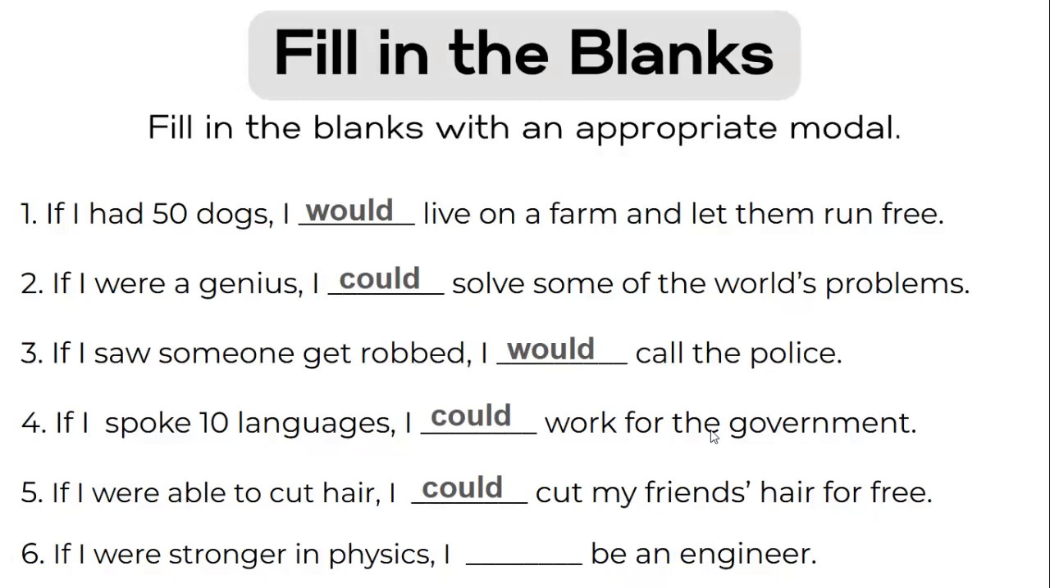Number 5, I also wrote could because, again, I have right here, if I were able to. So if I had the ability to cut hair, I would also have the ability to do it for free. Now, if you put would there because you imagine you would do that to help out your friends, I think that's also okay. Number 6, the last one, I put could. So again, if I were stronger or if I were smarter in physics, I could be an engineer. Again, I would have the ability to be an engineer if I had that skill.